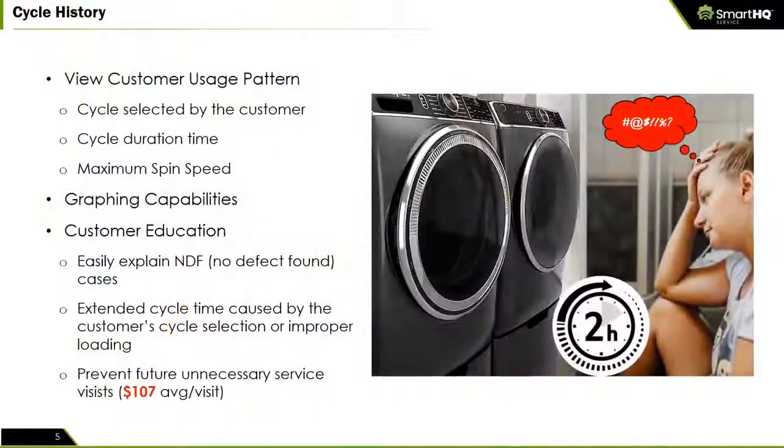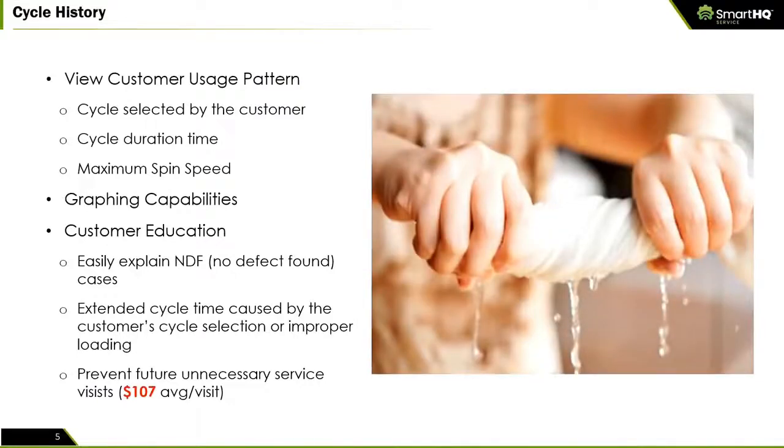The other scenario that we see sometimes is this one right here, where the customer states that the clothes are coming out wet. Again, my friends, if you've been in this industry even for a little while, you have probably seen this many, many times. In this case, we both know that there is absolutely nothing wrong with the product here. Typically, these two situations are caused as a result of the customer selecting the wrong cycle or overloading the washer.